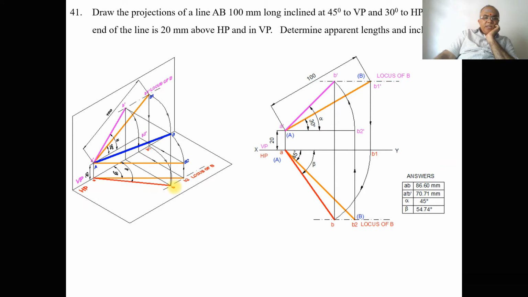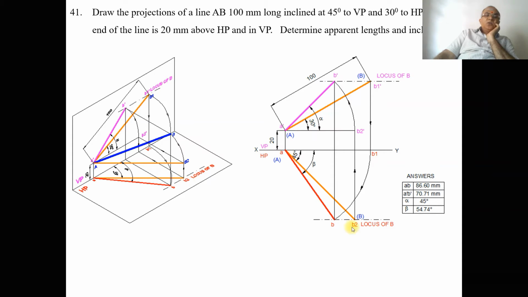Now, once you get the apparent length on the top view and also the apparent inclination with respect to VP, which is beta, we need to find out the front view. To find out the front view, we have to take the top view true length. We know that capital AB2 is the line which is the true length, because A is above HP by 20 mm, B2 is also above HP by 20 mm, so the line is parallel to HP. Since the line is parallel to HP, in HP we are getting the true length. So that is small ab2.